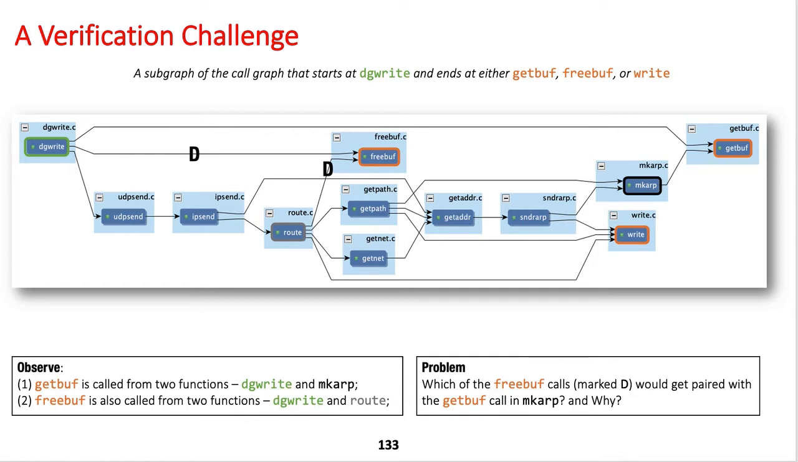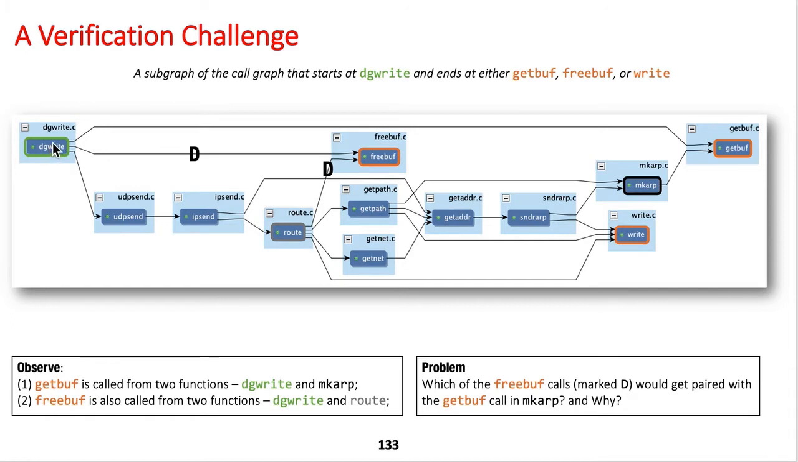We will now illustrate the use of multi-level function sequences for verifying a safety property. For the function dgWrite from the Xenu operating system, the safety property that we will verify is that the call to getBuff, which is memory allocation, is followed by a call to freeBuff, which is memory deallocation.